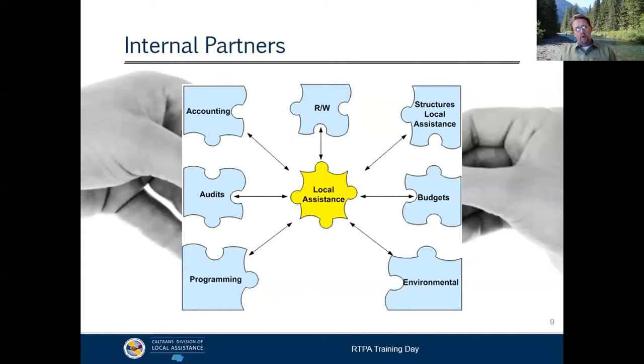But we also have a wide variety of other internal and external stakeholders that we work with. As you might imagine, we have to deal with budgets and accounting, audits, right of way, structures, even with environmental, we have a whole other division called the Division of Environmental Analysis. And sometimes if we've got a tricky challenge with environmental, we've got to go see those folks. And same thing when we're doing programming with the CTC, we go to the Division of Financial Programming to help sort out a lot of those allocation request and submittal issues.